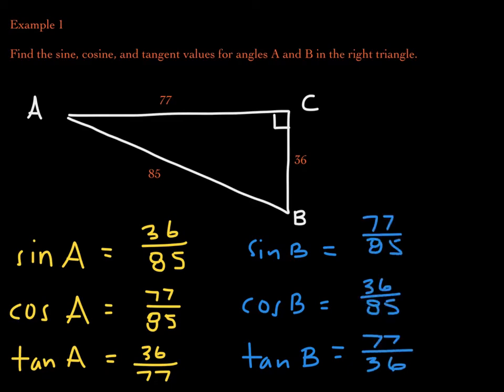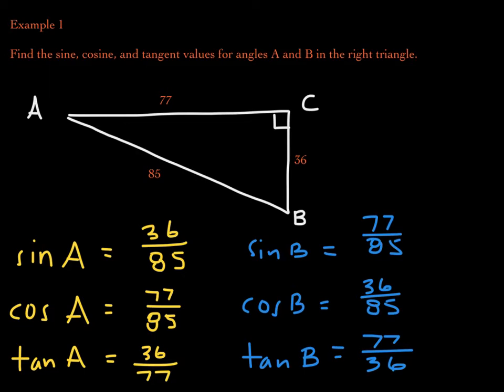All right, let's compare answers. I got sine of angle B is 77/85. Cosine of angle B is 36/85. And tangent of angle B is 77/36. All right, before we run to the next example, I want to highlight something.